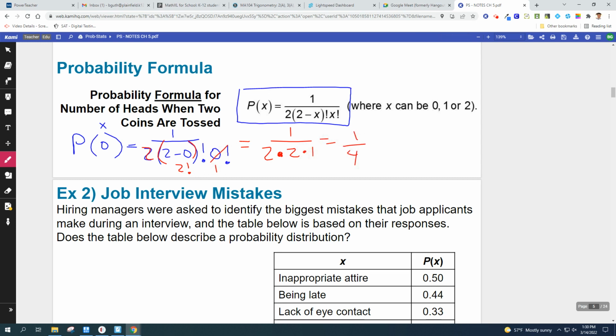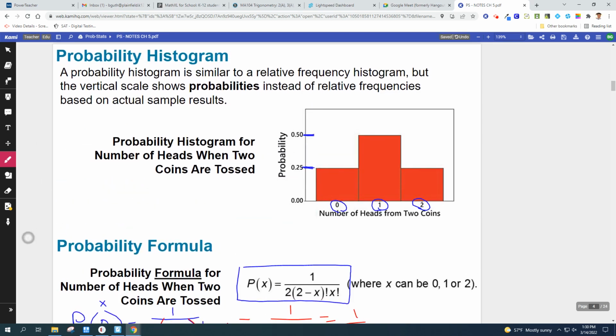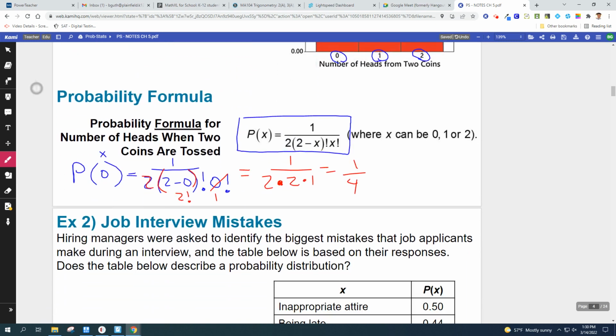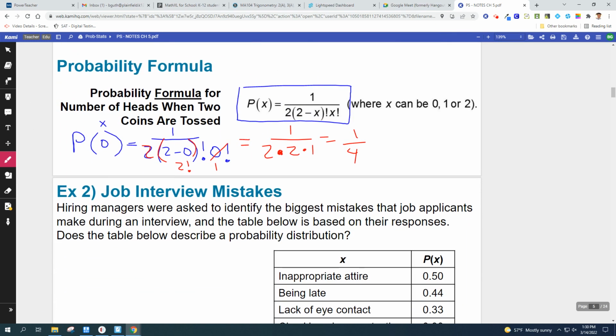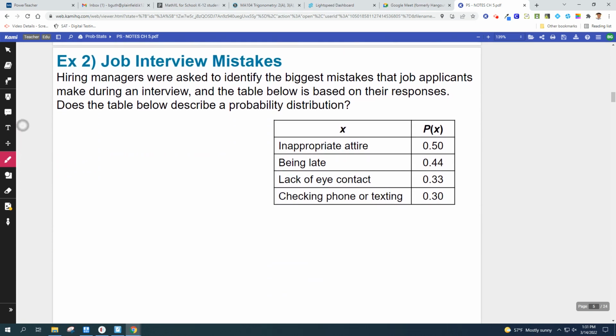We're looking at 1/4. So it calculates the exact same thing as what we found above. It's that 0.25. It's 1/4. We could do the same thing for x equals 1 and x equals 2. I just don't know that it's worth our time. But that's a probability formula for this situation.